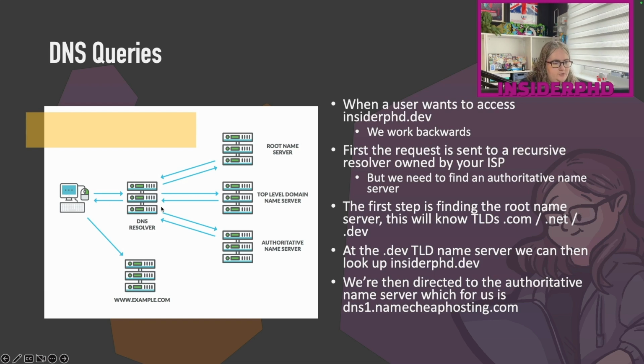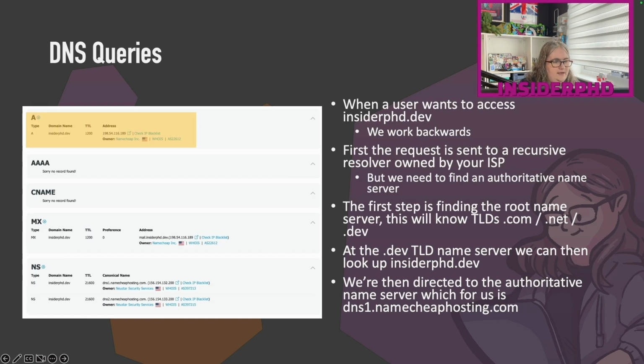So your computer talks to your ISP, they go to the root name server, then to the top level domain server, and then to the authoritative name server, and finally your computer can say example.com is located at IP address whatever 888. And if you look up the actual DNS queries, this is the result. Here we can see that insiderphd.dev has what's called a type A record that points it to this IP address, 198.154, etc. It's owned by Namecheap. They host it for me. So this domain name is linked to this IP address.